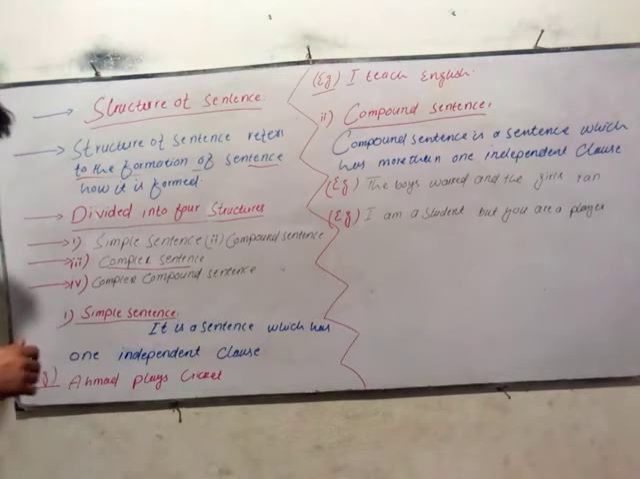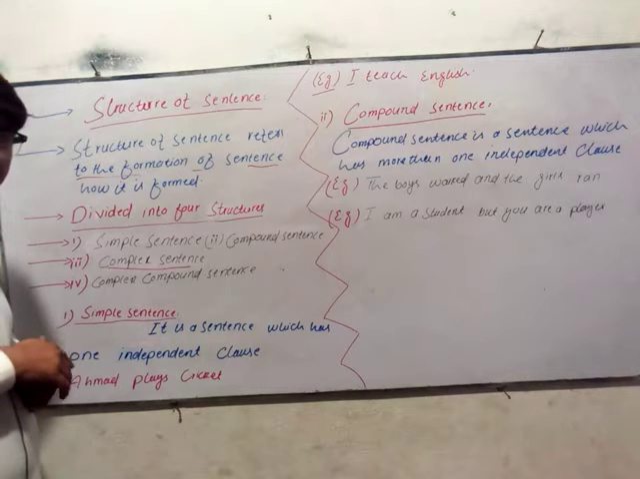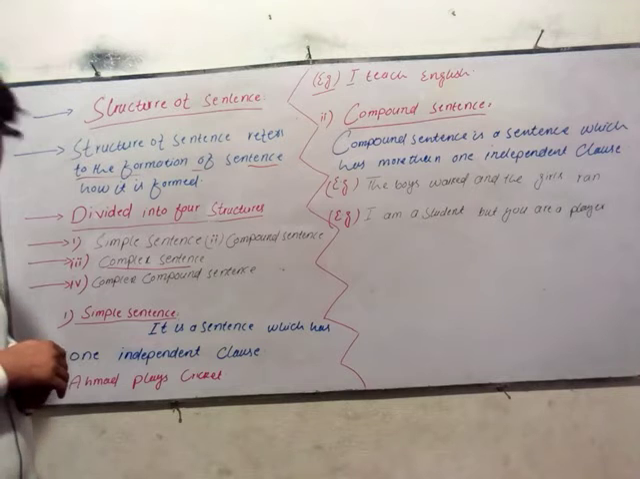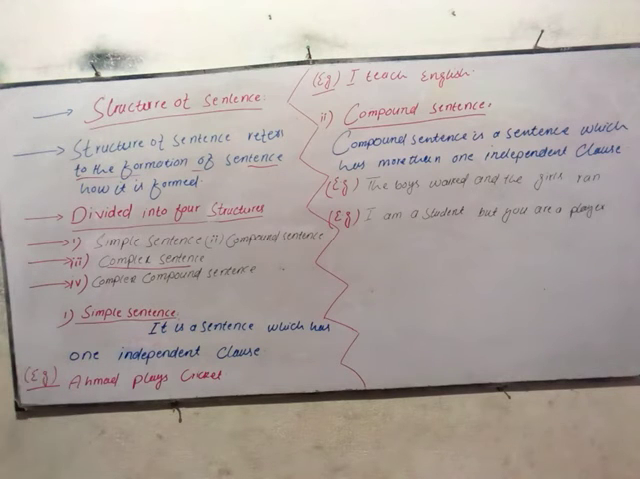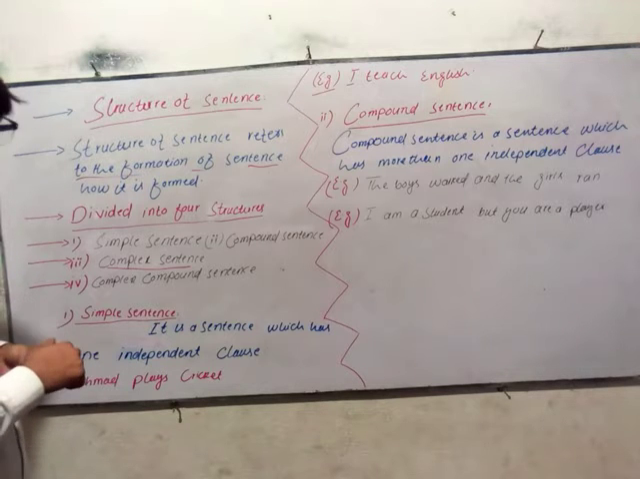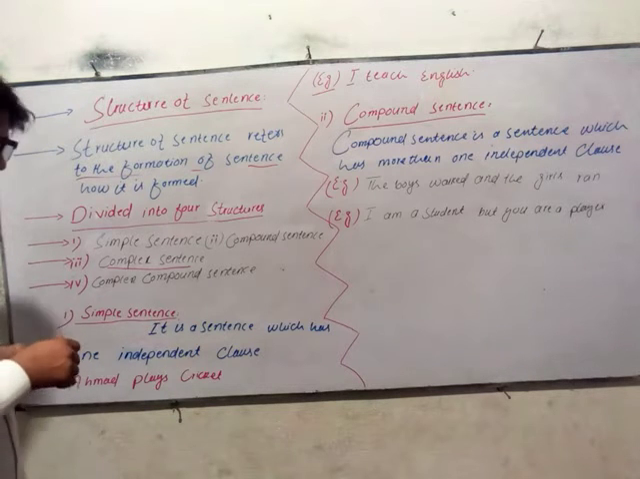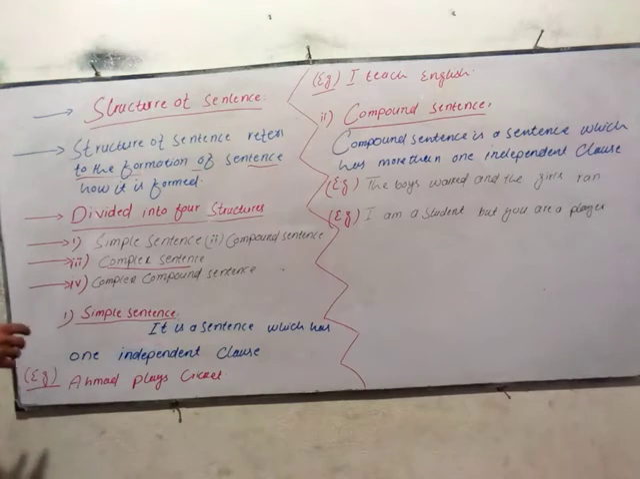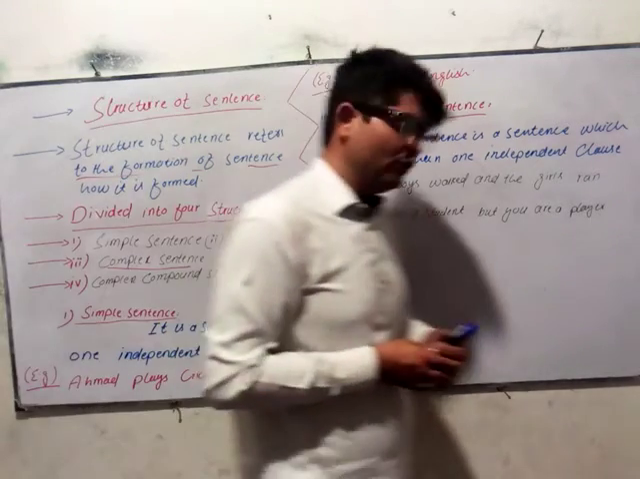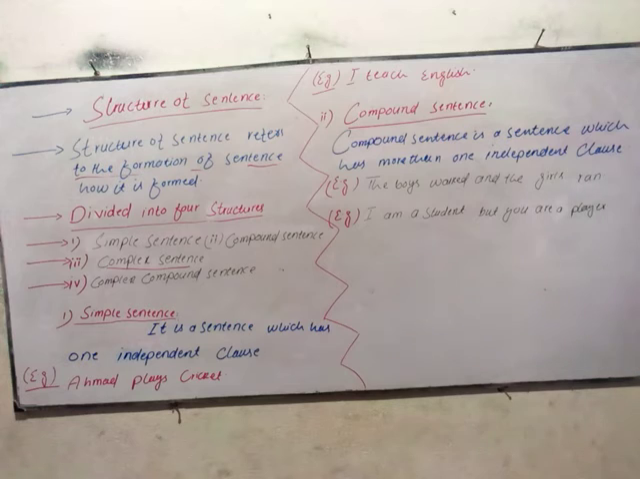An independent clause means one which does not need another clause to complete the meaning of the sentence. For example, Ahmad plays cricket. Ahmad plays cricket is a complete independent clause and gives a complete meaning. That was structure number one that we talked about. If we look at a second example, I teach English. That is also a simple sentence, dear students.